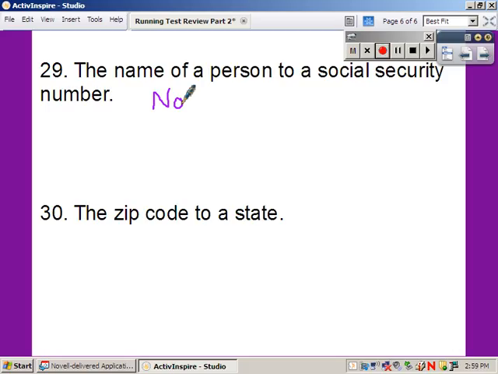And you might want to give a reason, which is because John Smith could lead to many social security numbers.